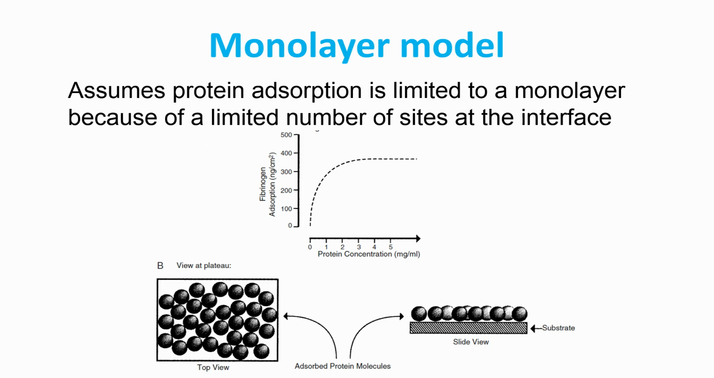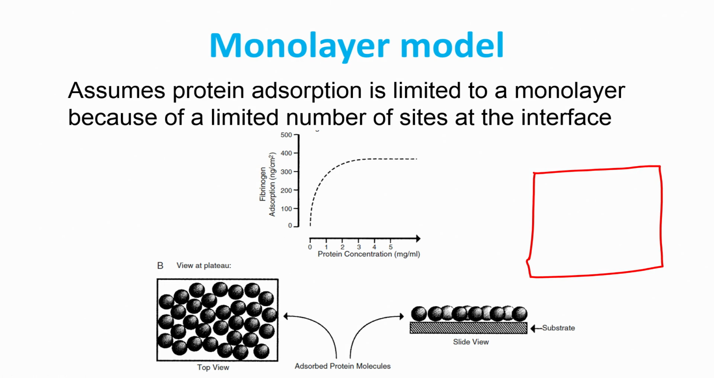So, then there are several models that are being used to study this protein adsorption. One is a monolayer model, which is a fairly simple model, and it assumes that protein adsorption is limited to a monolayer. So, what it is saying is, let us say if I have a surface, okay.